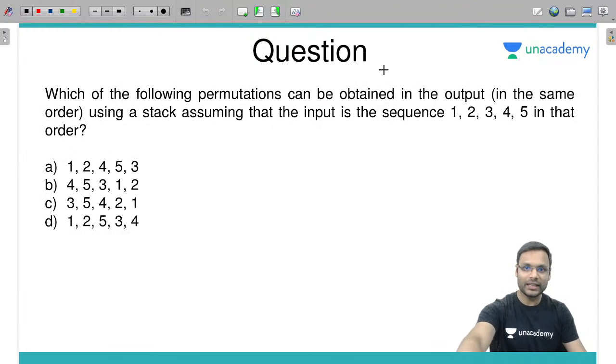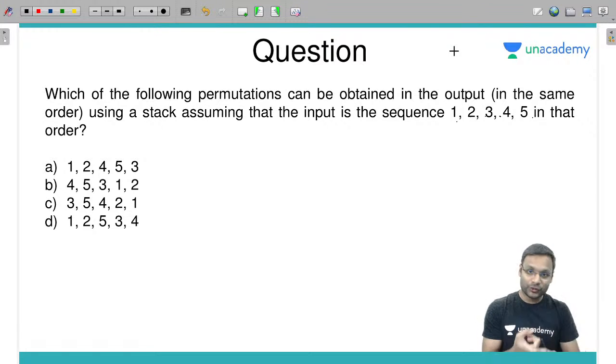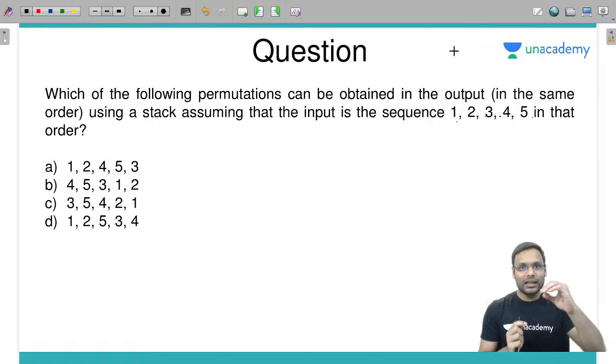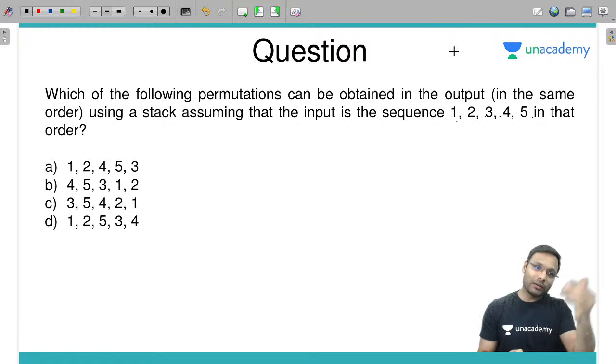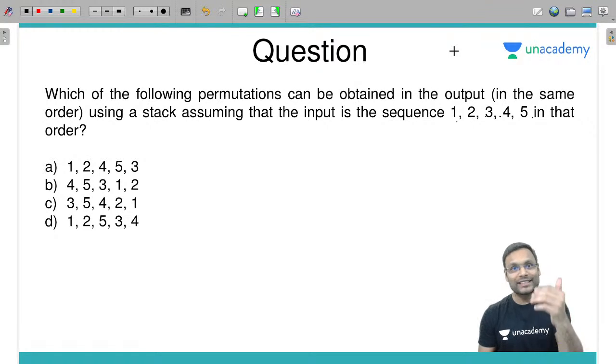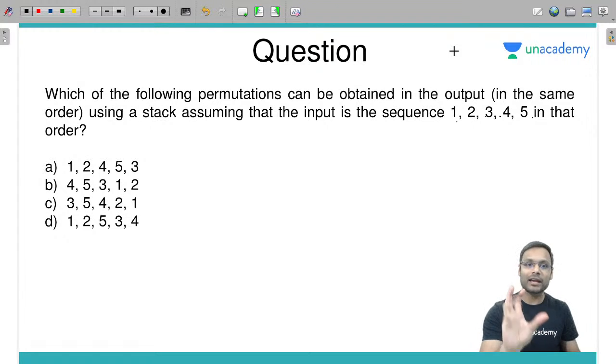Chaliye, another question. Here it is. Stack. We have moved to the stack. Which of the following permutations can be obtained in the output, in the same order of course, using a stack, assuming that the input sequence is 1, 2, 3, 4, 5. So you need to insert these values on the stack. First of all 1, then 2, then 3, then 4, then 5. But whenever you want, you can pop the value. In whatever sequence you are popping out the value from the stack, that is your permutation.